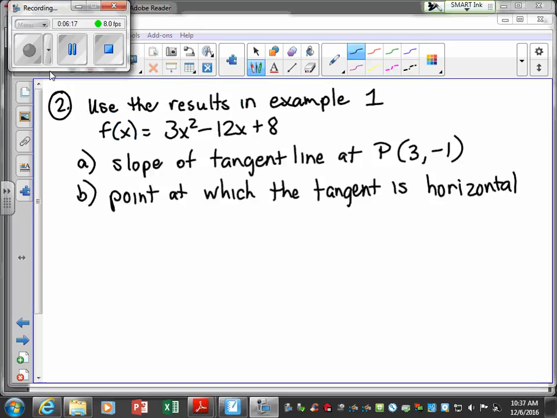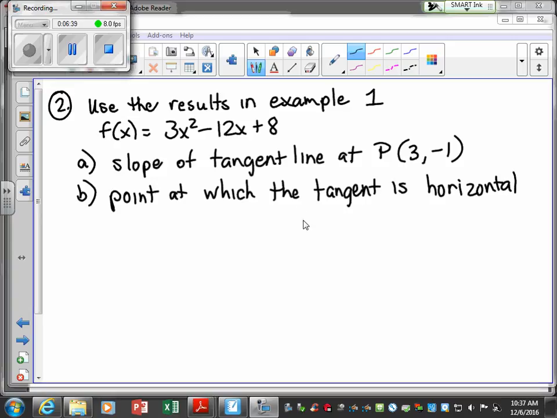Okay, in this next example, we're basically going to use the results from example 1, since we've calculated the derivative and we knew the domain, to now calculate the slope of the tangent line at a particular point P, and then also find the point at which the tangent line is horizontal. So we're going to do two different things.